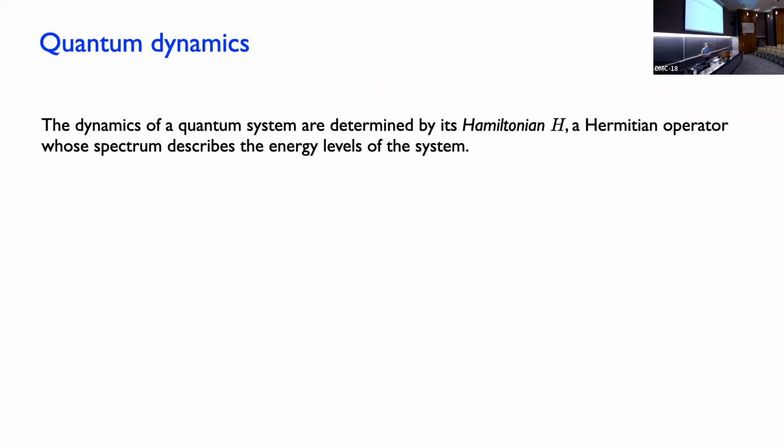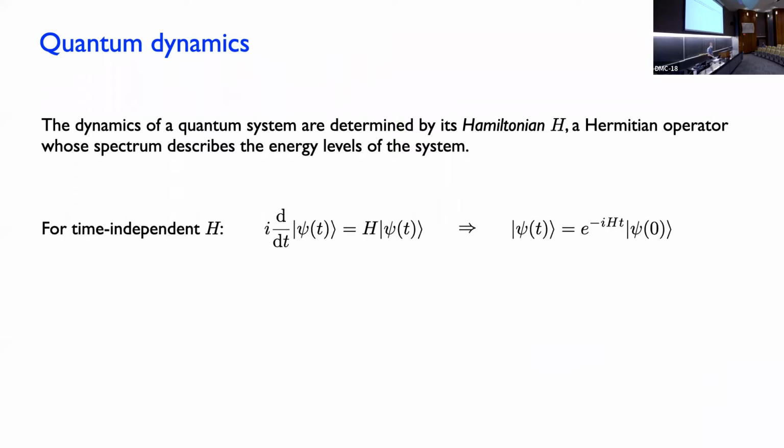Okay, so let's move on and formulate the problem that we want to solve. We're interested in simulating the dynamics of quantum mechanical systems. As you're probably aware, the dynamics of a quantum system are governed by its Hamiltonian, which is a Hermitian operator that tells you something about the energy levels of the system. And we have the Schrodinger equation that tells us how the system evolves.